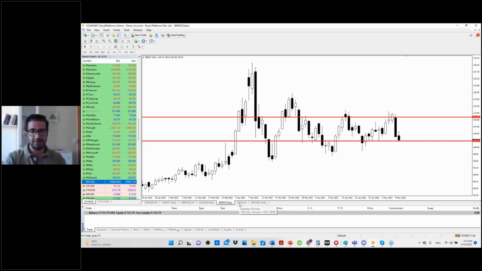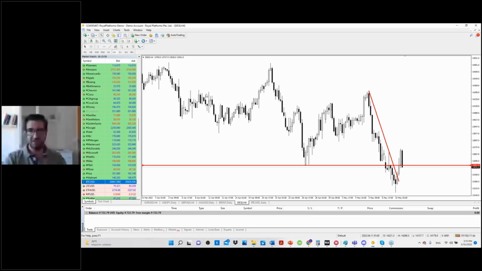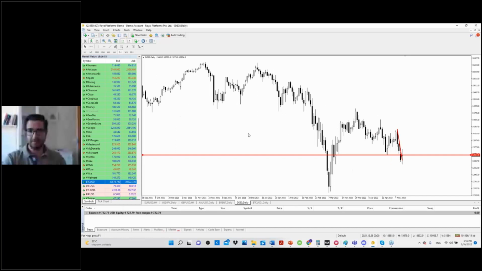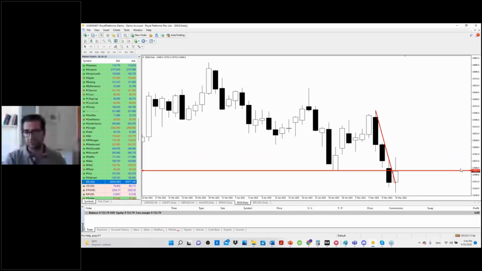Next, we have DR30. As always, we will start on the higher time frame, which is daily, as we said. As you can see, we have this swing low here around 1351. The market managed to break it and close below it, which is a good sign.